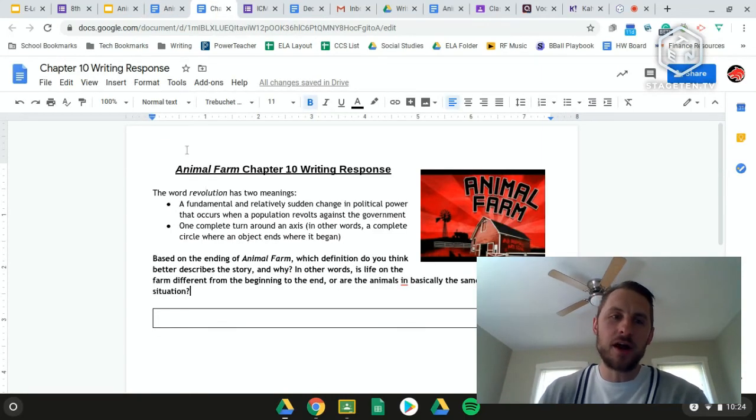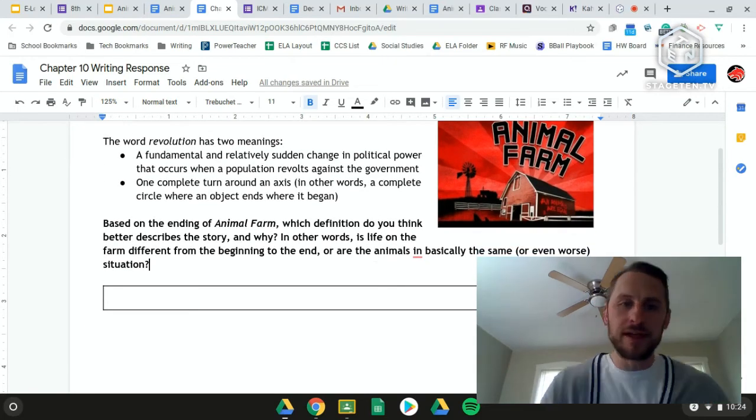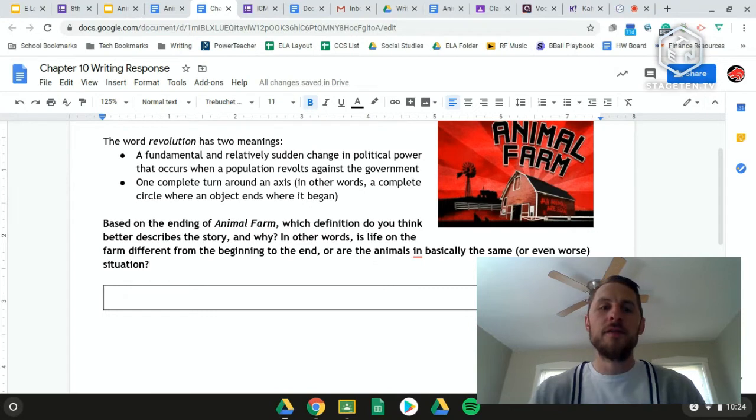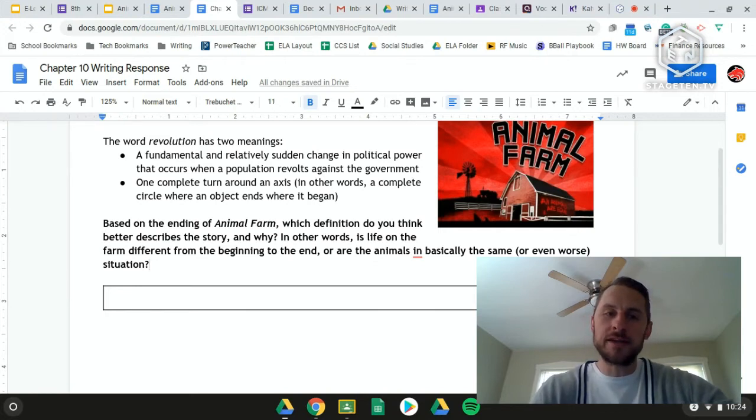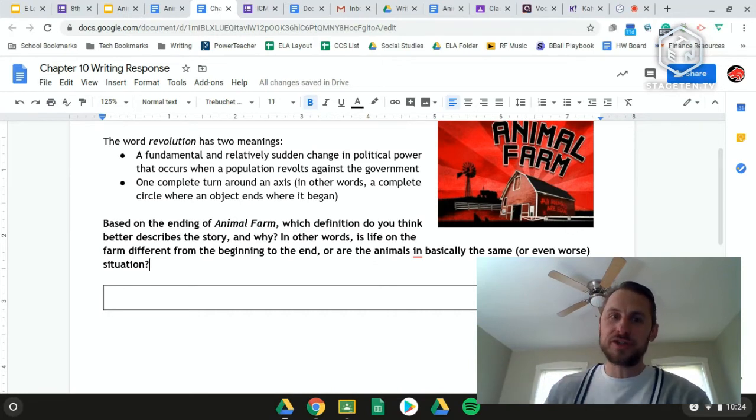And it says that the word revolution has two main meanings. One of them is the fundamental and relatively sudden change in political power that occurs when a population revolts against the government. So, for example, you could think of the Revolutionary War, where colonists rose up and it resulted in America becoming an independent nation. But revolution also means one complete turn around an axis. So, for example, if you're driving in your parents' car and you see a gauge that says RPMs, that's the number of times that the wheels are turning per minute, revolutions per minute.